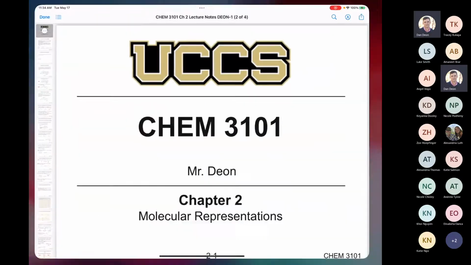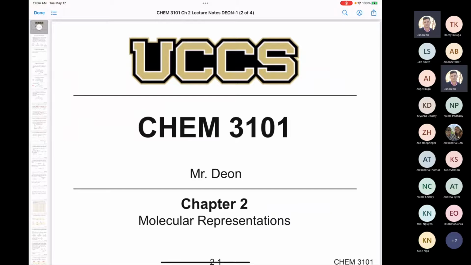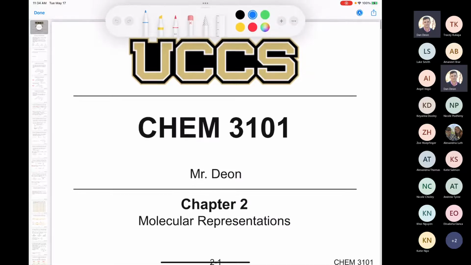Here we go. Chemistry 3101. We've already made it to Chapter 2. Chapter 2, molecular representations. And in order to master organic chemistry, one must learn how to represent molecules a variety of ways, the most important being the bond line structure. And we're going to focus on that in the second section of this chapter.